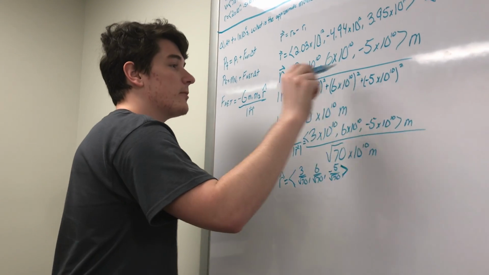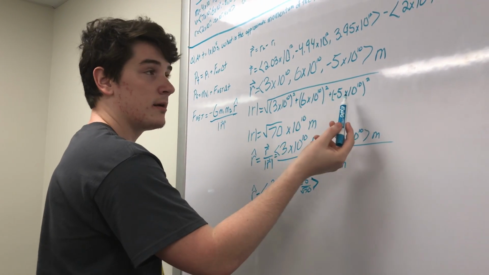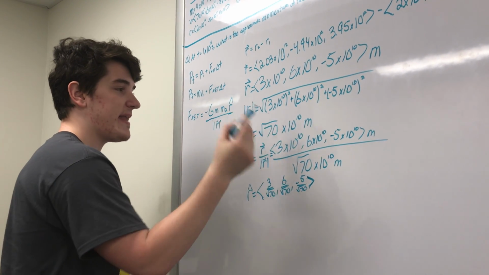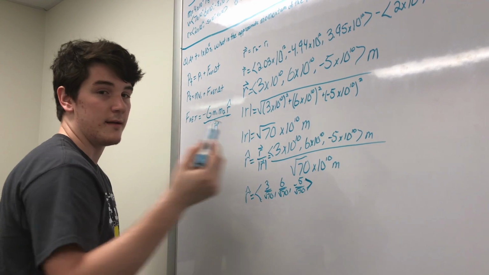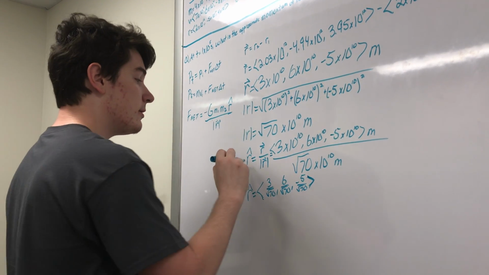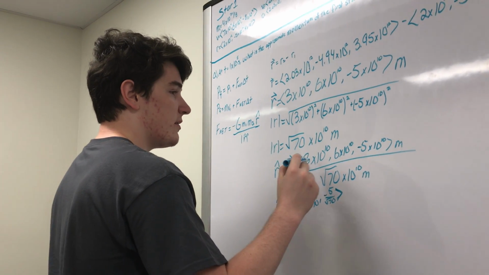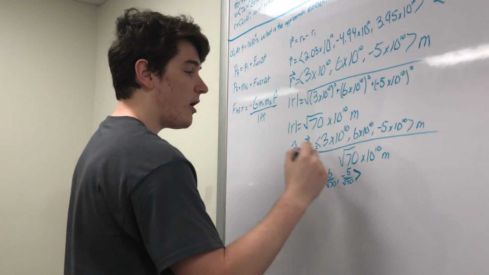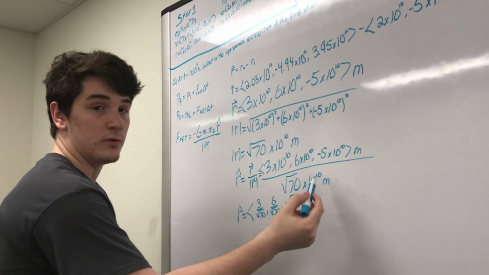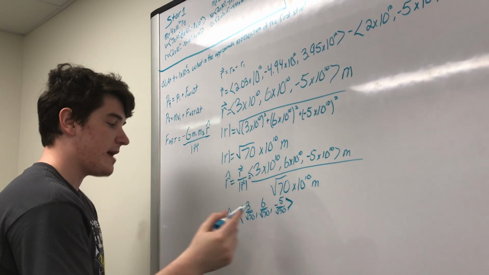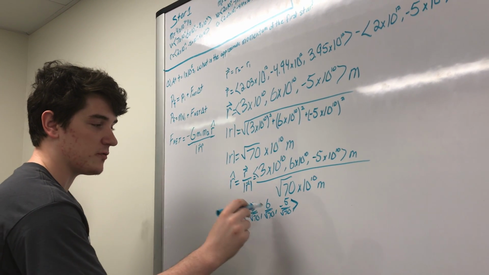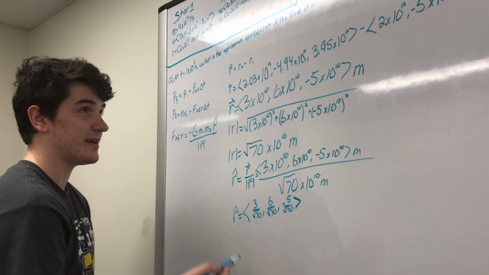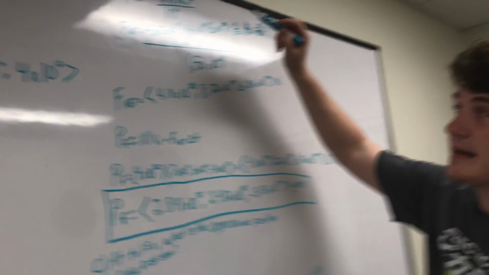So we're going to square and square root, respectively, and that gives us the magnitude, which is square root of 70 times 10 to the 10th meters. Now we want the unit vector, which is going to be the vector all over the magnitude of the vector, and that is going to give us this: 3 over square root of 70, 6 over square root of 70, and negative 5 over square root of 70. So now we want to plug this in to find F net.